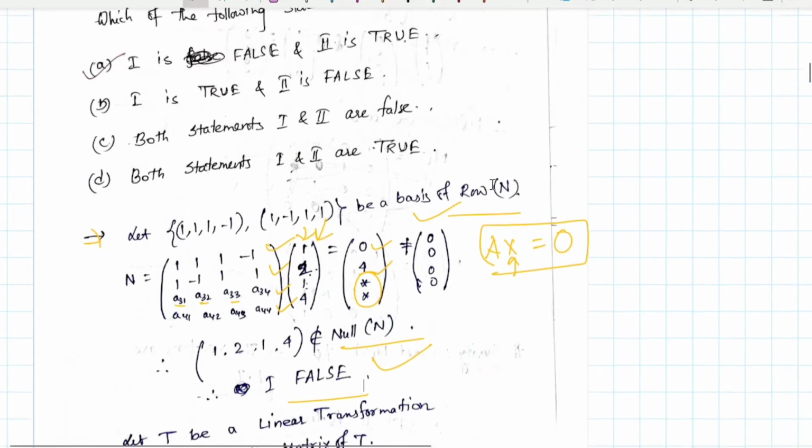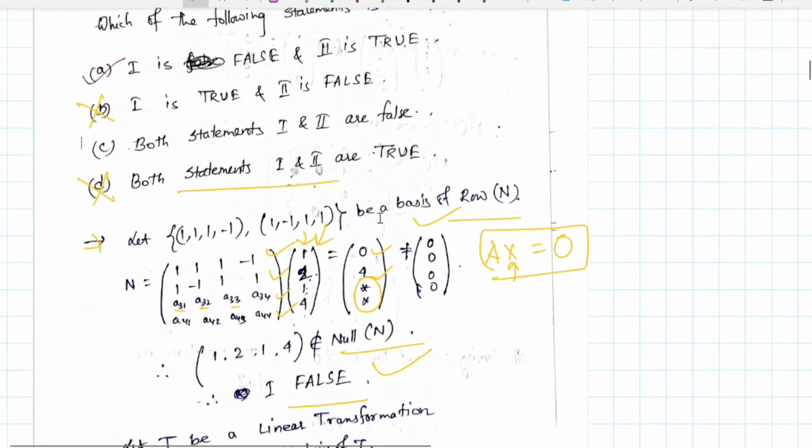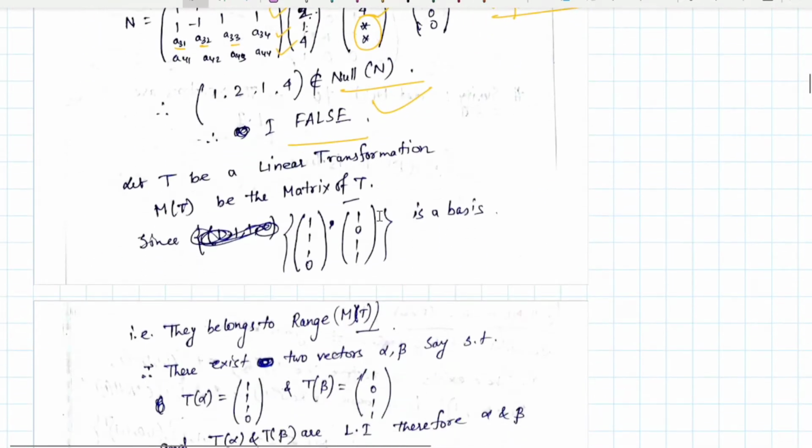Since statement 1 is false, we can discard option D, which says that both statements 1 and 2 are true, and option B, where 1 is true and 2 is false. So we can discard options B and D. Now we come to the next statement.